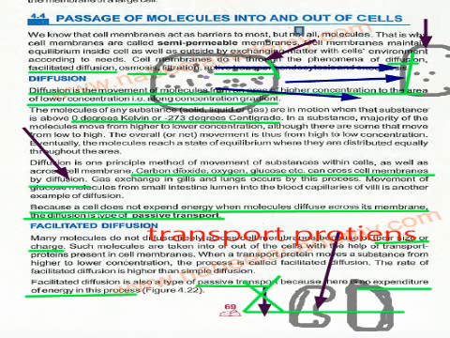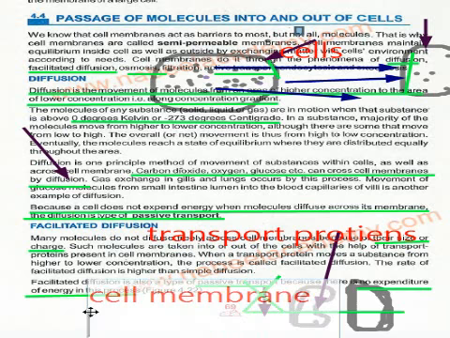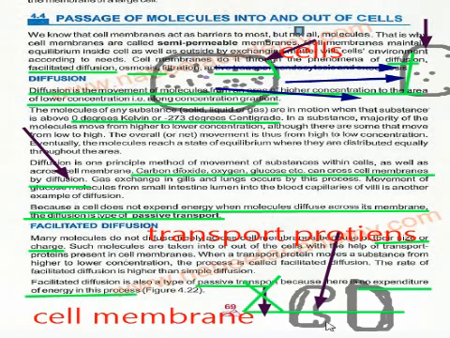Please don't get confused by the diagram. Here I showed two different cells, but this area is the cell membrane. This is not one cell and that is not another cell. The gray ones are the transport proteins, and this green line is the cell membrane. So we are talking about one single cell.